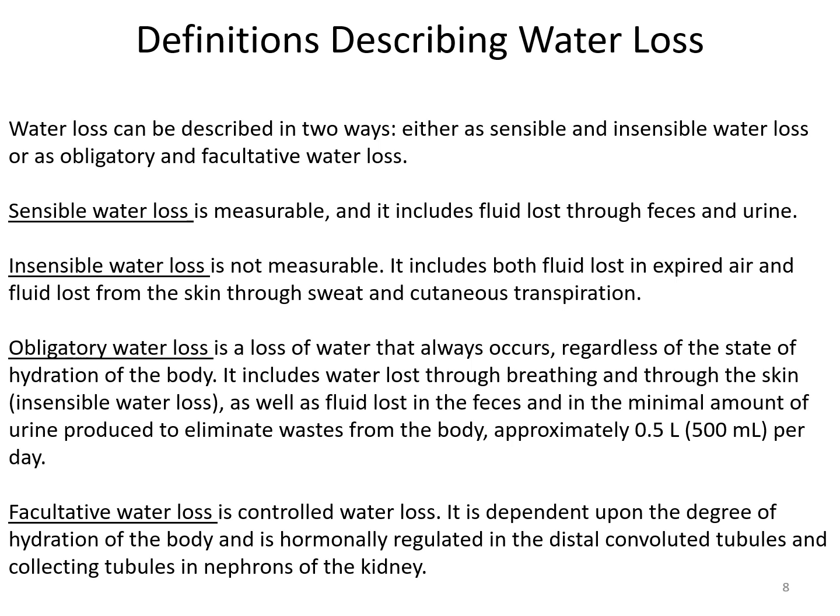If you are well hydrated and you're going to produce more urine than half a liter per day, then anything above that would be considered facultative. So facultative water loss is controlled water loss. That's going to be, again, dependent on the state of hydration, and we regulate that by hormones in the distal convoluted tubules and the collecting tubules in the kidney.